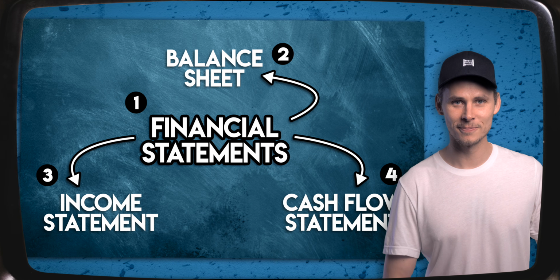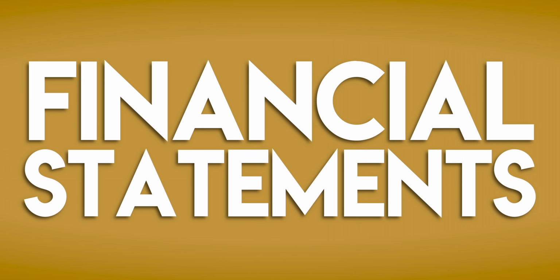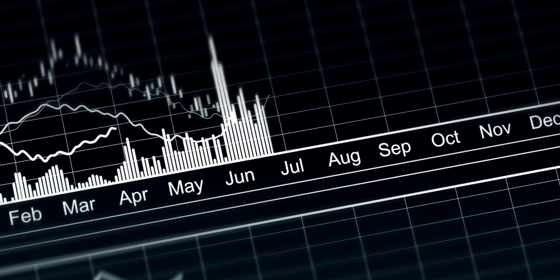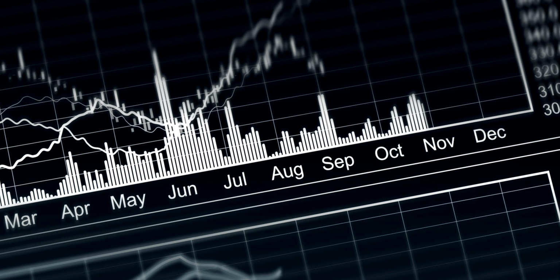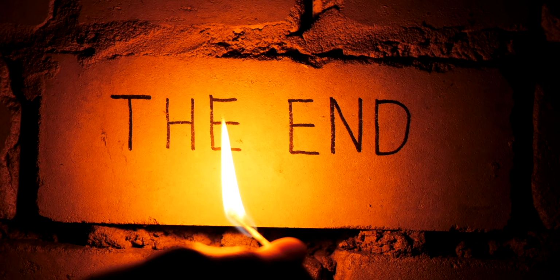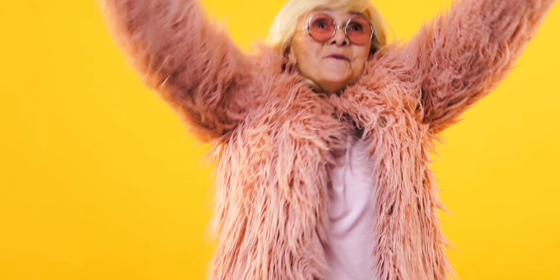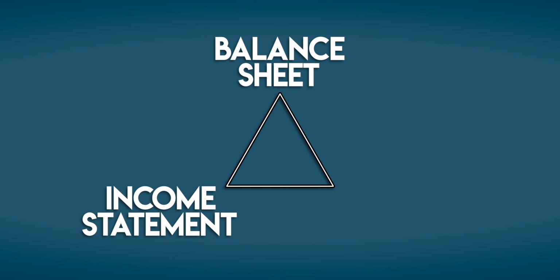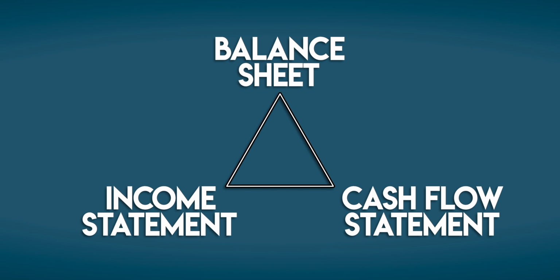Let's do this. What are financial statements? Financial statements are reports that summarize the activities and financial performance of a business. They're prepared at the end of each accounting period, and they're designed to give investors and lenders a feel for a business's financial health. The 3 main financial statements are the balance sheet, the income statement, and the cash flow statement. Now I'll explain how each of these work with an example.